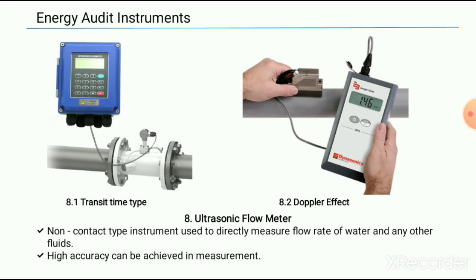Eighth, ultrasonic flow meter. There are two types of ultrasonic flow meter. First, transit time type. Second, Doppler effect. First, transit time type. It is indicated in the figure. It is a non-contact type instrument used to directly measure the flow rate of water and other fluids, and it gives high accuracy in measurements.